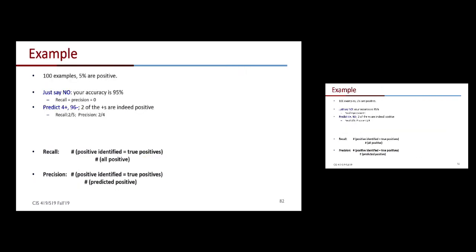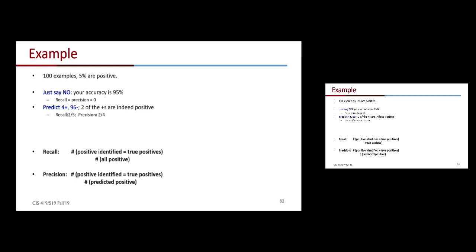So basically, let's take an example here. Let's assume that I have 100 examples. 5 of them are positive. If I just say no, I'm going to get accuracy of 95%. Of course, recall and precision are going to be 0 here.